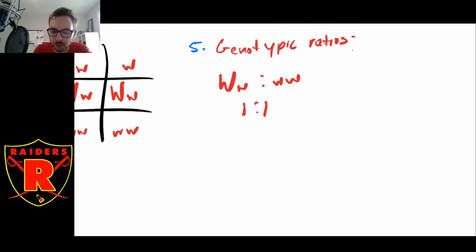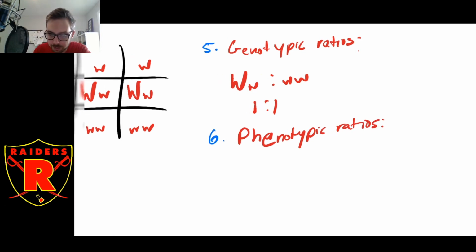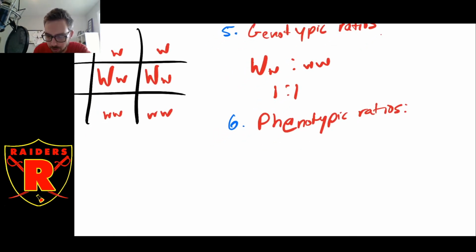So now we can show our phenotypic ratios. The phenotypic ratios are going to mean what does this look like physically in the offspring. Big W little w is going to be long whiskered, and little w little w is going to be short whiskered. So we're going to end up here with a 1 to 1 long to short.